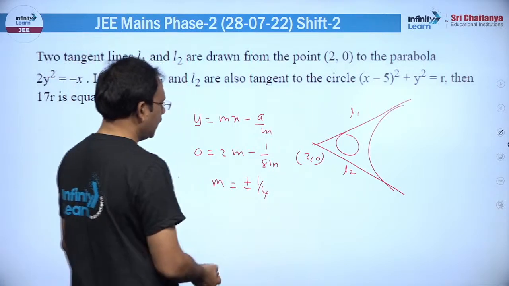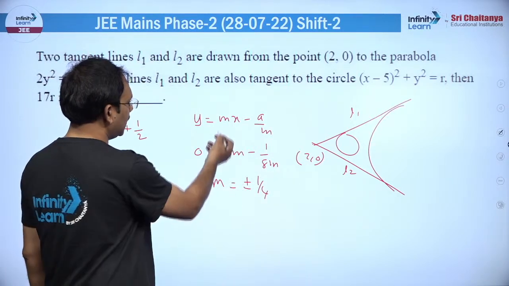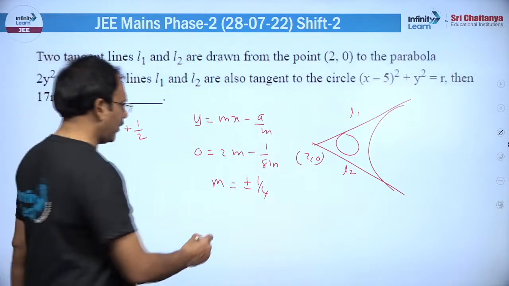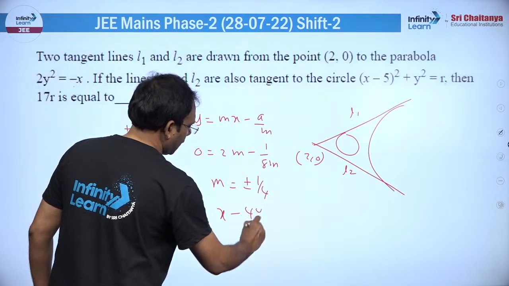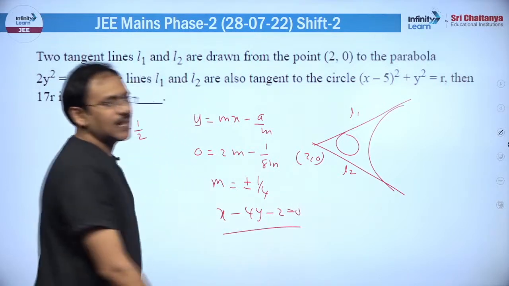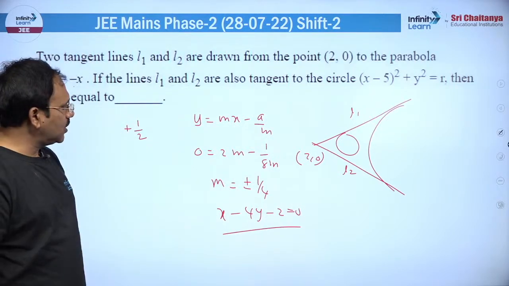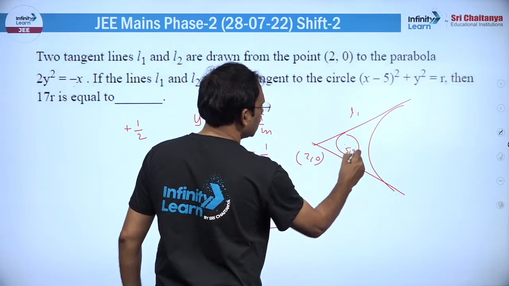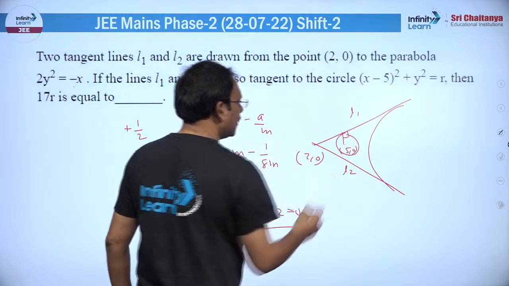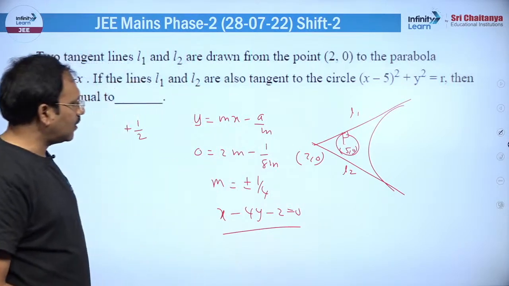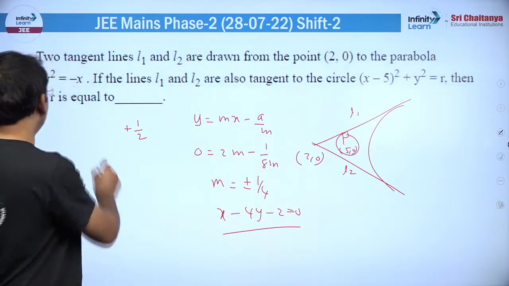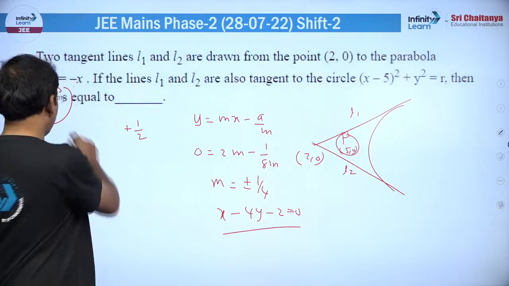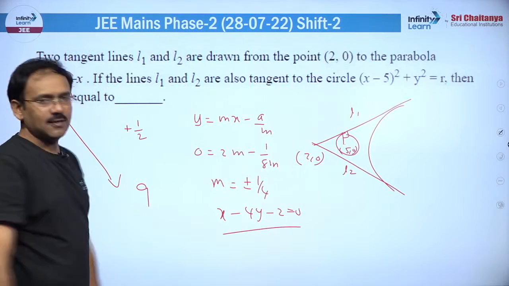So you give one of the values, you will get one of the tangents. Now you know m value 1 by 4, in this particular case you will get the tangent equation like x minus 4y minus 2 is equal to 0. This would be one of the tangents, my dear friends. Once you know this, you know the circle equation already, whose center is (5, 0). You just apply perpendicular distance is equal to radius r. You are going to get r value, from which you can find 17 r value, which is to be 9, my dear friends. This is going to be 9.